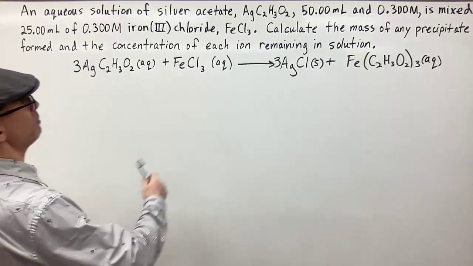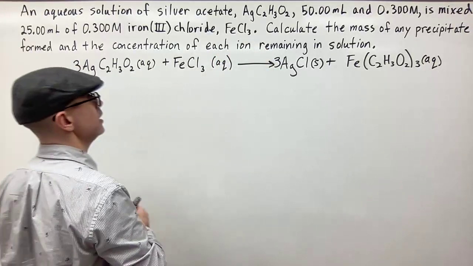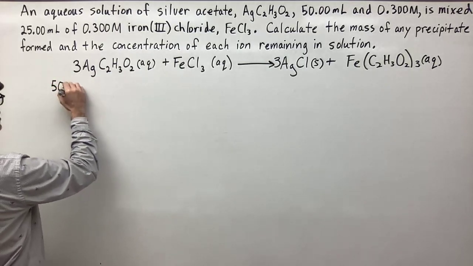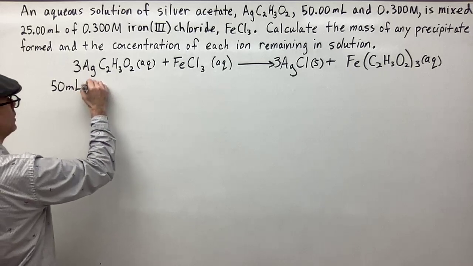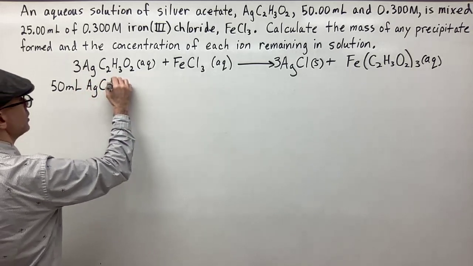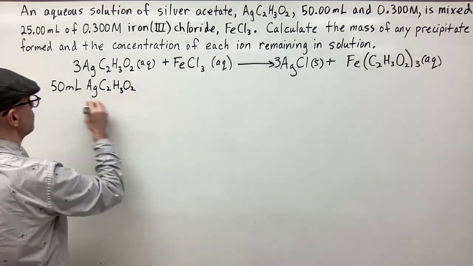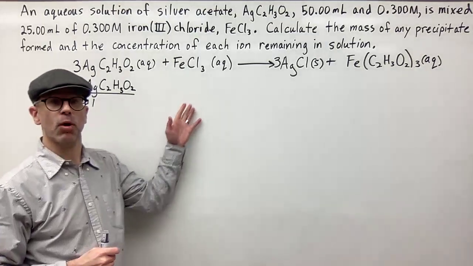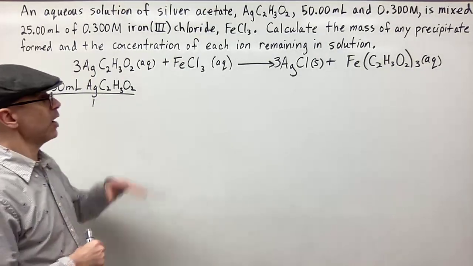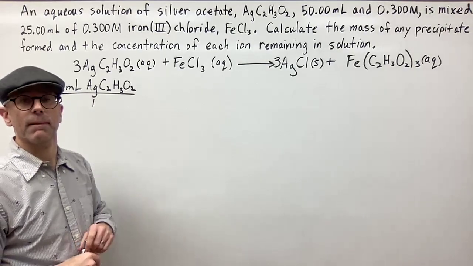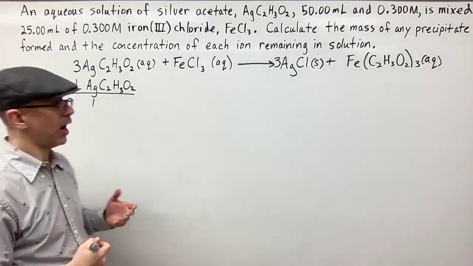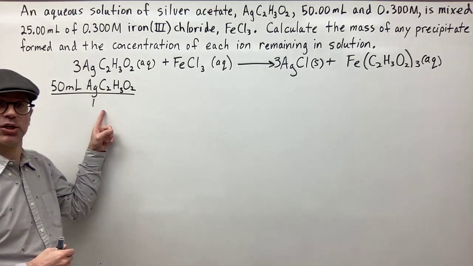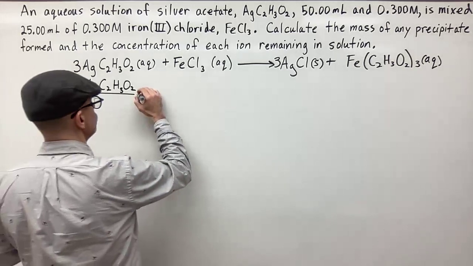Okay, so let's start with the silver acetate. So we're going to start with 50 milliliters. So we have 50 milliliters of the silver acetate, AgC2H3O2. And what we're going to do is we're going to use the molarity to convert to moles, because remember, molarity is moles of solute over liters of the solution. But in order to use the molarity as a conversion factor, I'm going to have to convert milliliters to liters first. So let's do that.